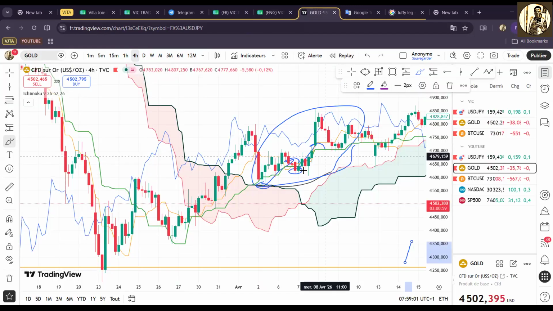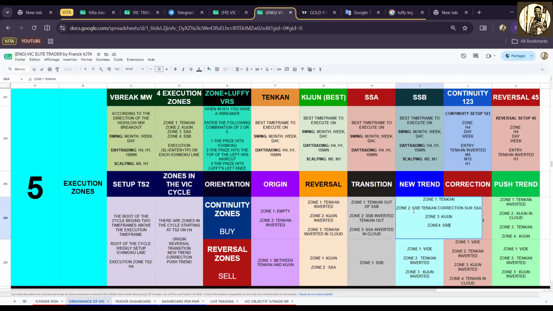but sometimes also, right, the price falls down and touches SSA and gives you a zone of continuity before going up when KSB just happens. It's just to explain the zone number two. Yeah. But now let's look at zone of reversal where you sell.